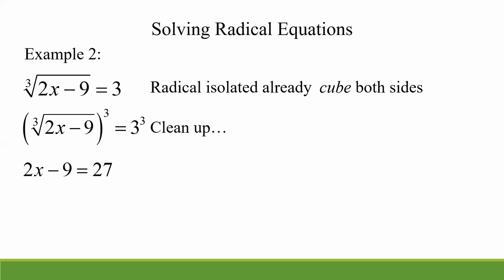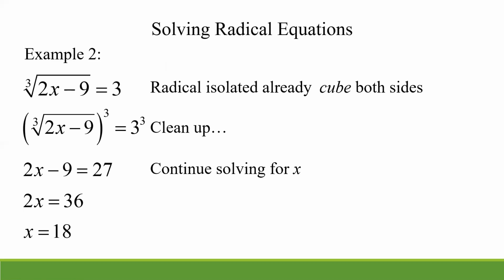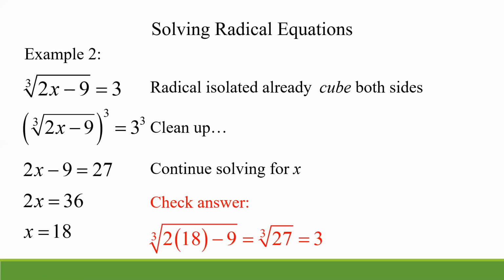And then we're going to add 9 to both sides to continue solving for x. Then we get 2x equals 36, 27 plus 9. And then divide that by 2 to get x equals 18. And again, we're going to need to check that answer just to make sure it works. I'll do it here in one step. So 2 times 18, we plug it in for the x. So 2 times 18 minus 9, that's 36 minus 9, which is 27. And again, the cube root of 27 is equal to 3, so it checks out. So my final answer is x equals 18.